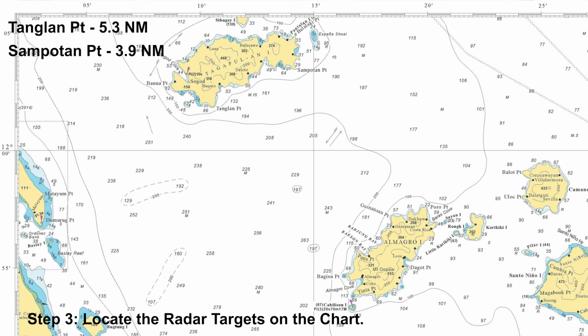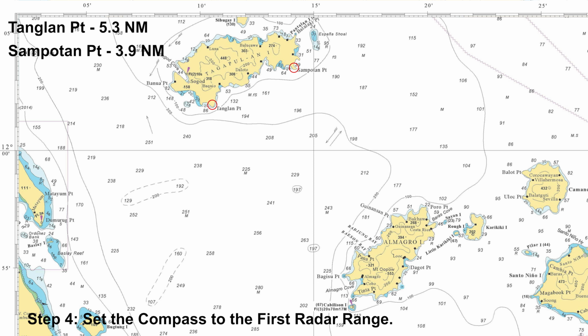Step 3. Locate the radar targets on the chart. On the nautical chart, identify the exact charted positions of the selected radar targets. Mark or confirm the positions of Tanglan Point and Sampotan Point. Accuracy is important because the range circles will be constructed from these known positions.